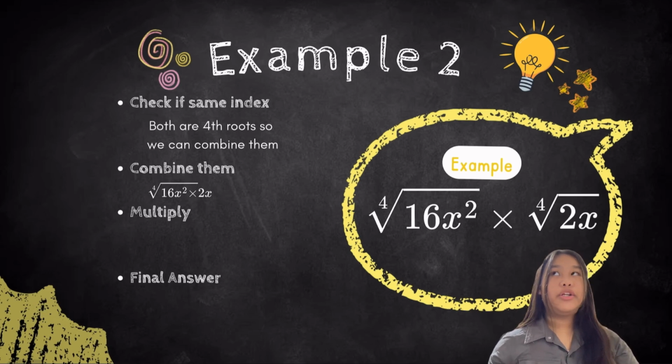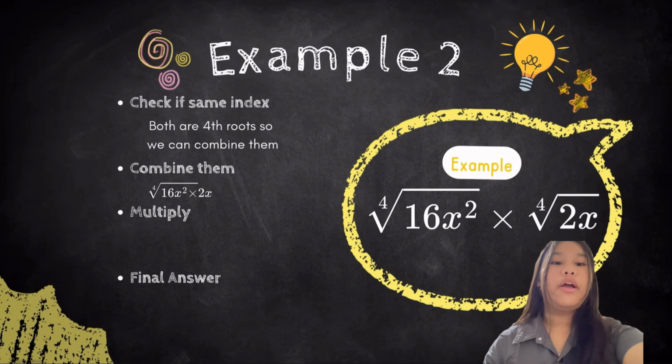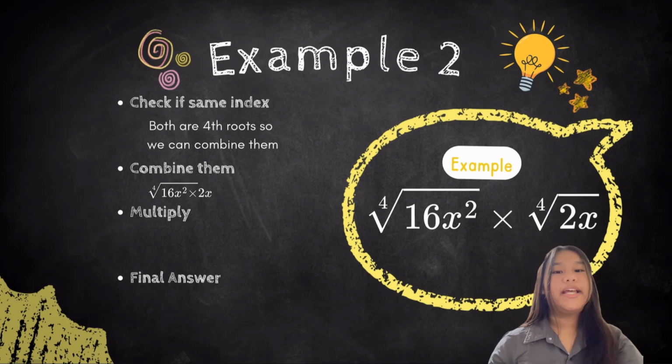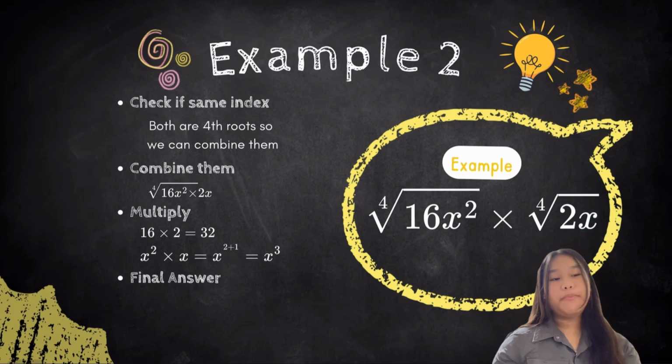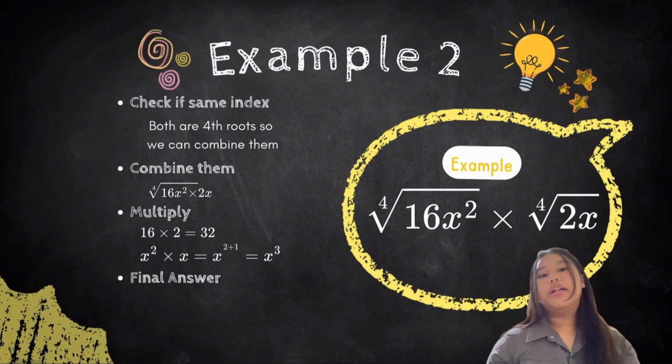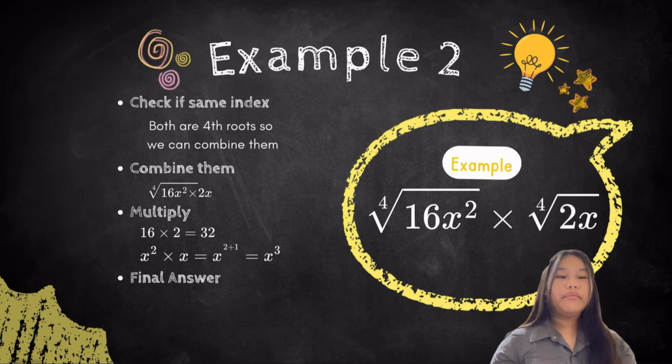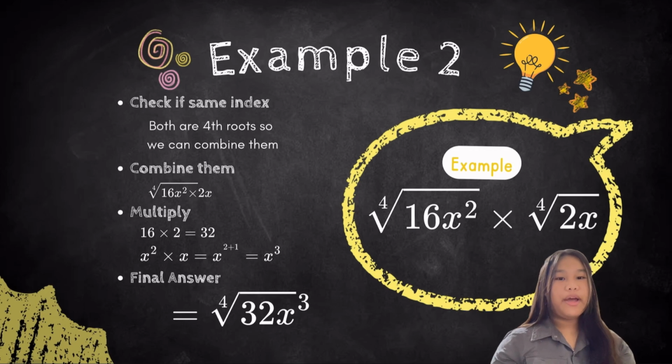Now that it is in the same radical, we will multiply the coefficients 16 and 2. So 16 times 2, the answer will be 32. Then next, we will add the exponents because we are multiplying with the same base. So x squared times x is x to the 2 plus 1, which equals x cubed. So the final answer of this equation is the fourth root of 32x cubed.